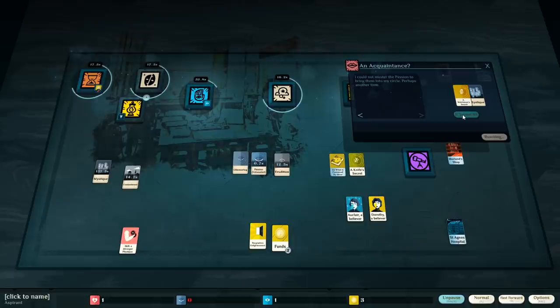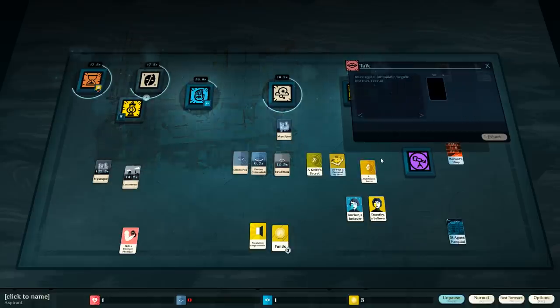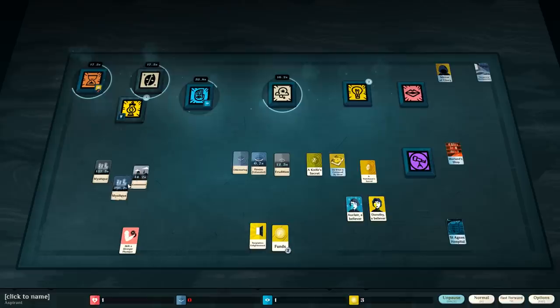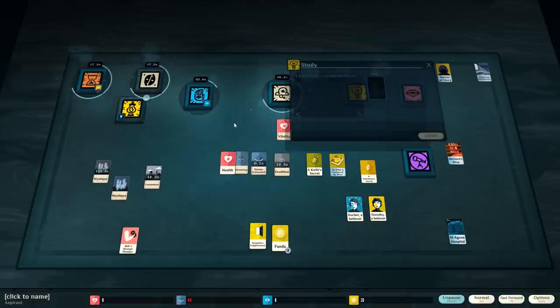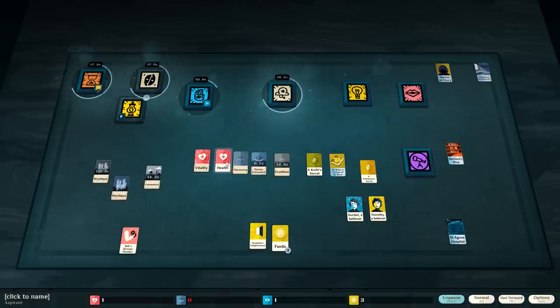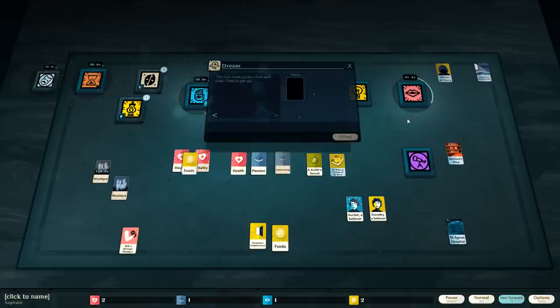An acquaintance. I could not muster the passion to bring them into my circle. Damn it. So I get the mystique there, which means that people can come after me. But I did not get what I needed, so I need the passion. Right. I'm going to go and recruit more cultists. I'm going to create an army of cultists. For now. So herein lie the basics of Cultist Simulator.